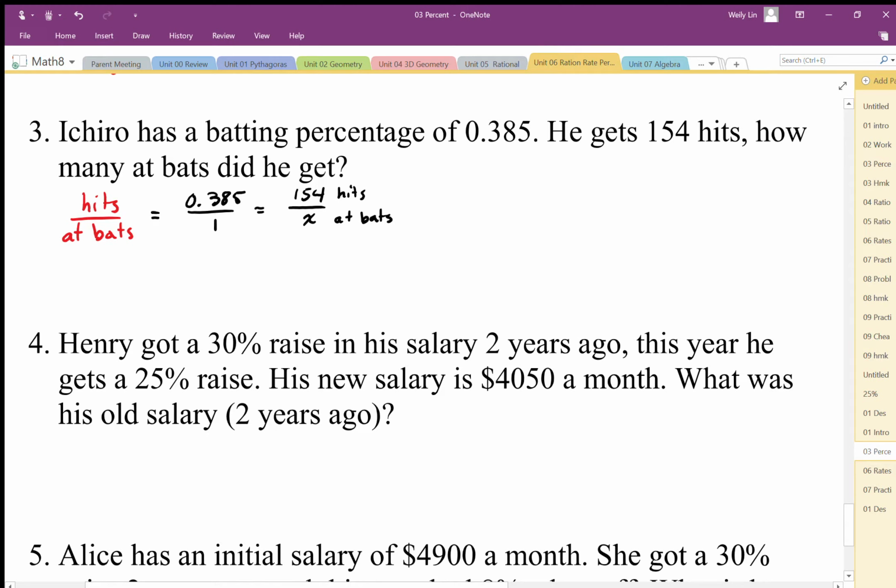So here, if we recognize that 0.385 is our decimal multiplier, and that would be our multiplier going from top to bottom, we can divide by that 0.385, and that will give us the number of at-bats. So 154 divided by 0.385 represents 400 attempts, or 400 at-bats.